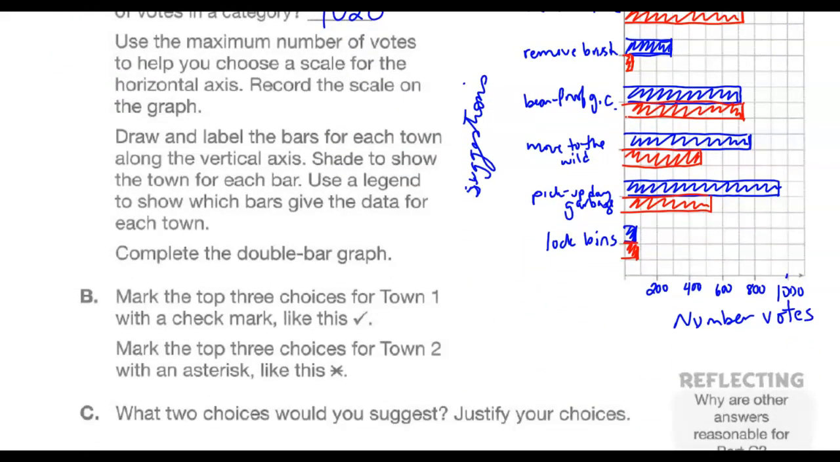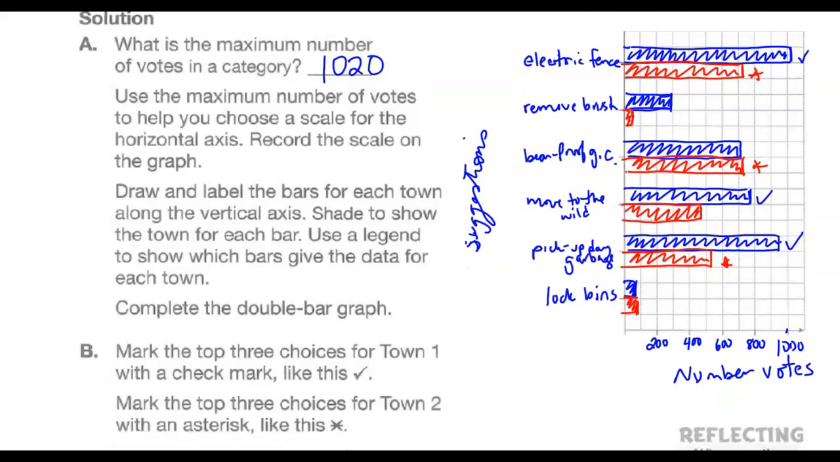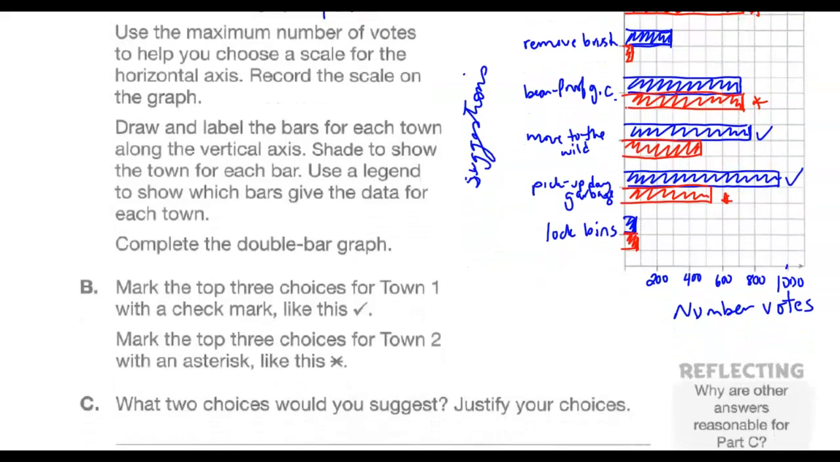Okay, it says mark the top 3 choices for town 1. So town 1 is blue. Mark them with a check mark. So that one, that one, that one. Mark the top 3 for town 2 with an asterisk. So that would be these there. Okay, what 2 choices would you suggest?